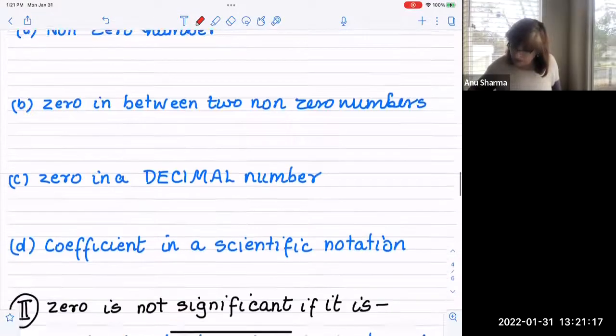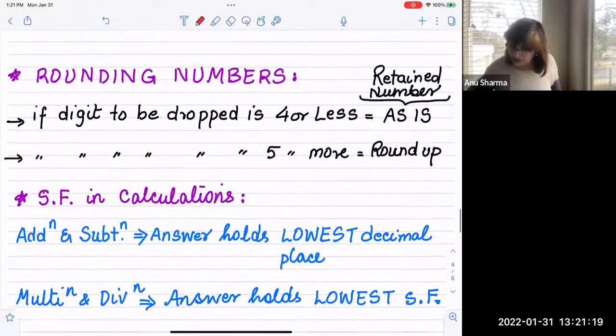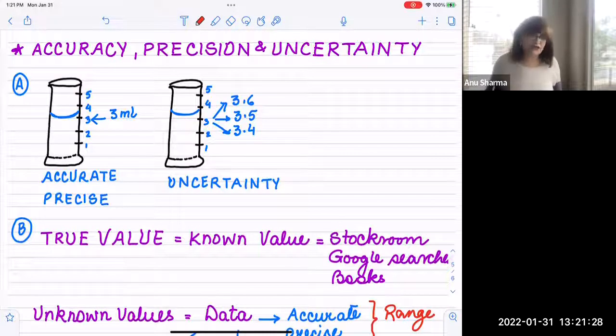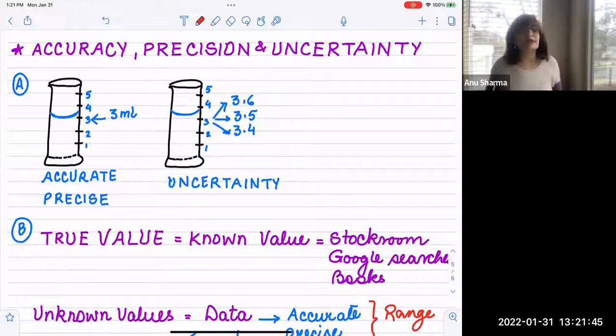Before we come there, let me just cover this part: accuracy, precision, and uncertainty. When we are doing measurements, we want to be as accurate as possible. For example, here we have water, and water has a meniscus, right? The bottom part is the one that is touching about the 3 ml mark. That's what you need to measure.